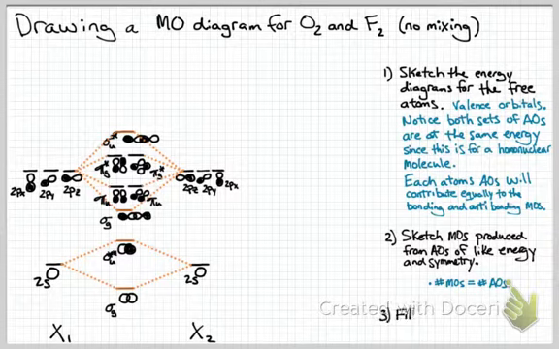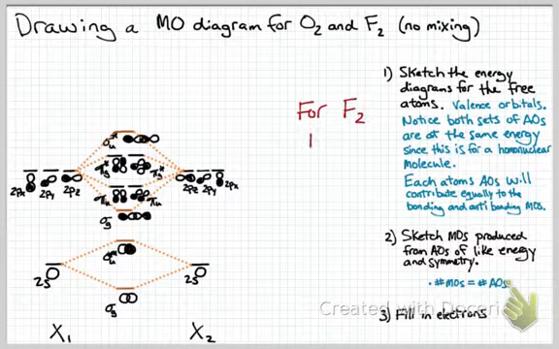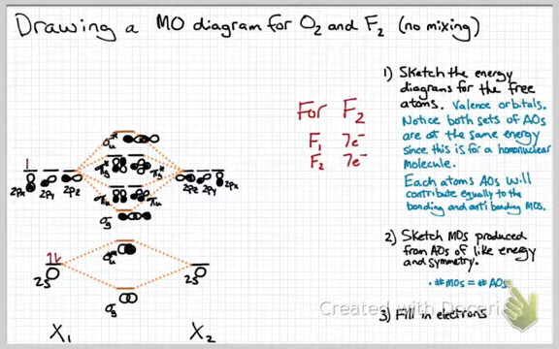Now all we have to do is to fill in our electrons for whatever molecule we happen to be working with. This will also work for ions of O2 and F2. But let's just show the demonstration for F2. So for F2, each fluorine has 7 electrons. Let's fill those in to the atomic orbitals.